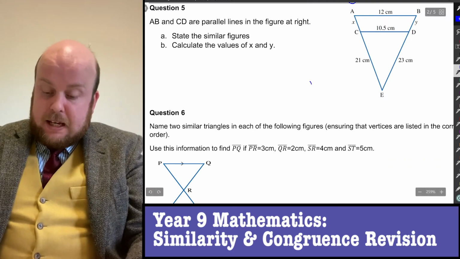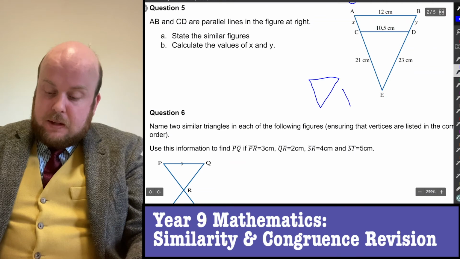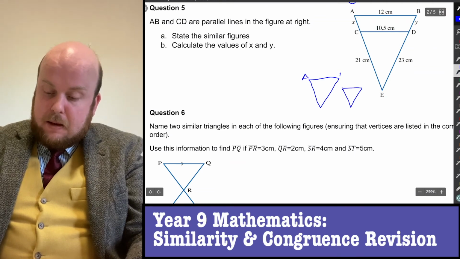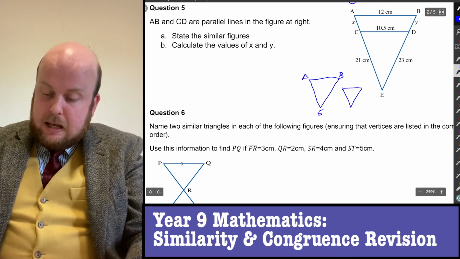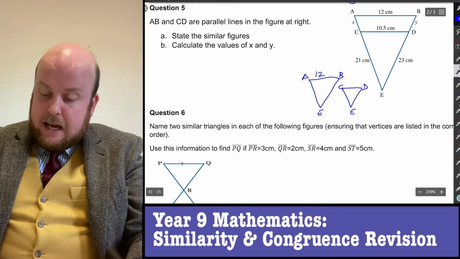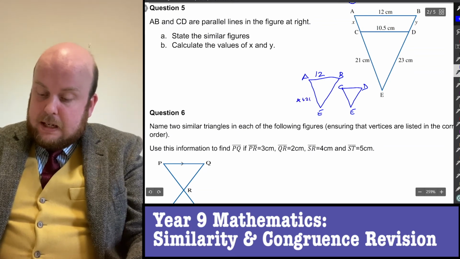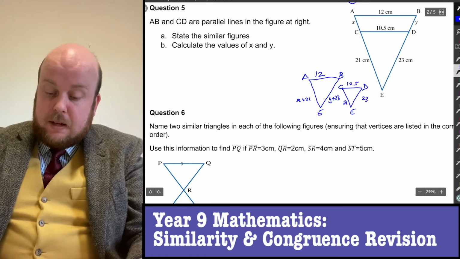First, I'm going to split these into 2 triangles. We've got A, B, E, C, D, E. A to B goes 12. A to E is x plus 21. B to E is y plus 23. C to E is 21. D to E is 23. And C to D is 10.5.